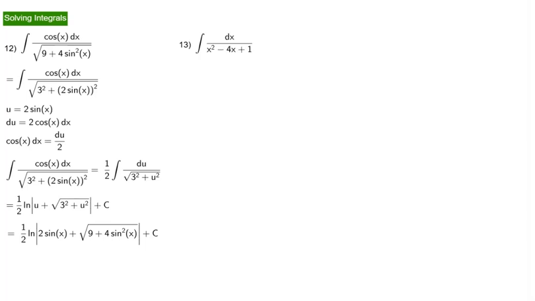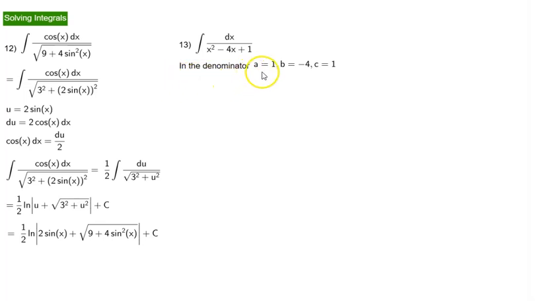Now let's look at the 13th one. Integral of dx by x square minus 4x plus 1. Now in the denominator, we have a quadratic. Remember, we have already derived, depending on the discriminant, the formulas. So when d is greater than 0, when d is equal to 0, and when d is less than 0, we have arrived at 3 different formulas.